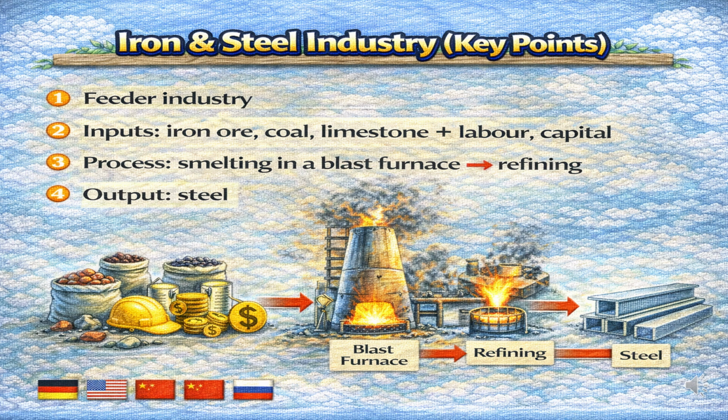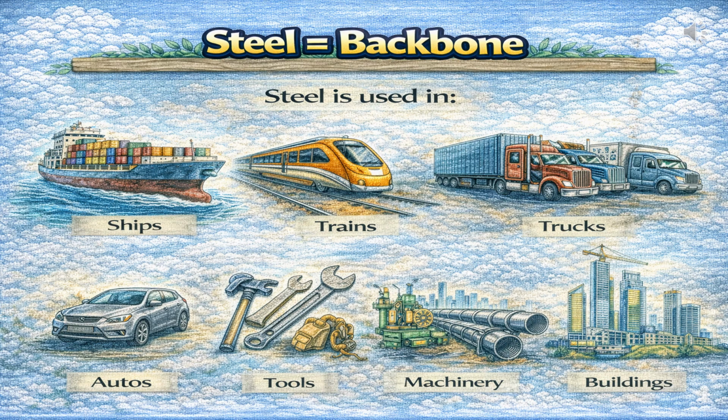Now you might be thinking, why is steel so important? Let's see. Steel is called the backbone of modern industry because steel is used in ships, trains, trucks, autos, tools, machinery, pipelines, buildings. So without steel, modern life would almost stop. No big buildings, no trains, no machines.